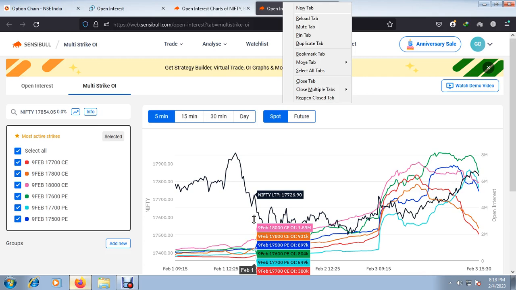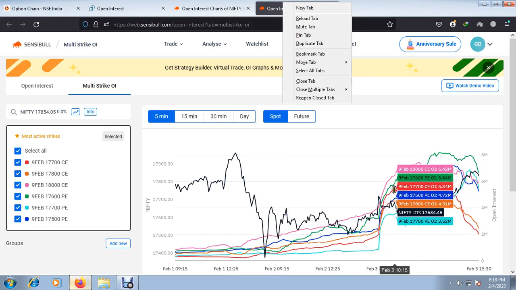Earlier in the morning the call writers were active. See here, the red one, the 17700 CE, February 3 at 10 a.m. See, this red line was at the top. Whichever lines are at the top, those are the dominating ones. Those strike prices are having the highest open interest, and those are dominating, meaning currently they are ruling the market. Here in the morning you can see all CE, the 18,000 CE was there, and this one 17600 PE was also there, but mainly 18,000 CE was at the top. Then again 17700 CE, third one. So the call orders were very much active in the morning. So the market was going down.